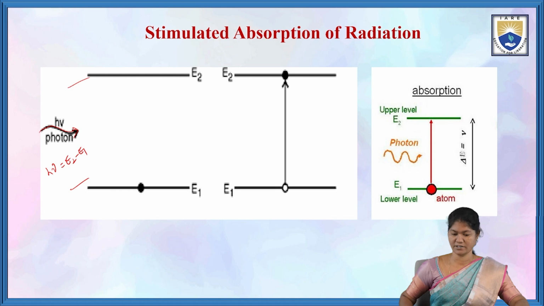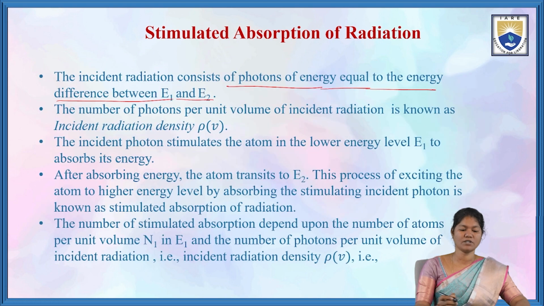The number of photons per unit volume of incident radiation is known as the incident radiation density, which is denoted by rho nu. The incident photon stimulates the atom in the lower energy level, that is E1, to absorb its energy.